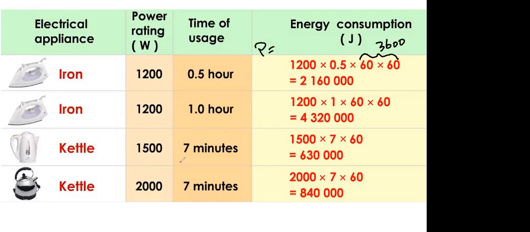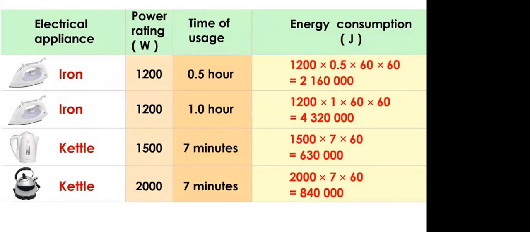P equals VI, power. There's an equation called energy equal power into time. What is the equation used here? Energy equal power into time, PT. P for power, T for time. So the power here is 1200, time 0.5 into 3600 in seconds. So time should be in seconds. So therefore this electric kettle, iron, refrigerators, AC consume more electricity than the other electrical appliances.